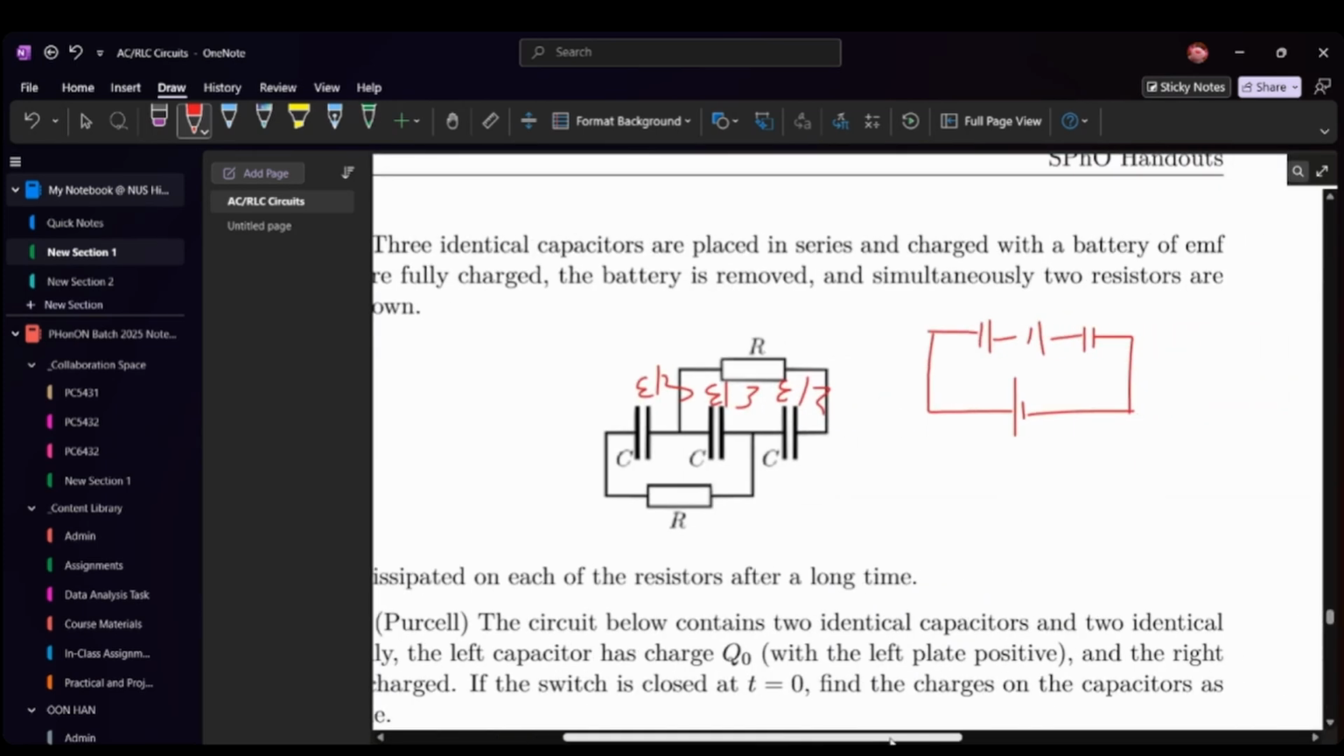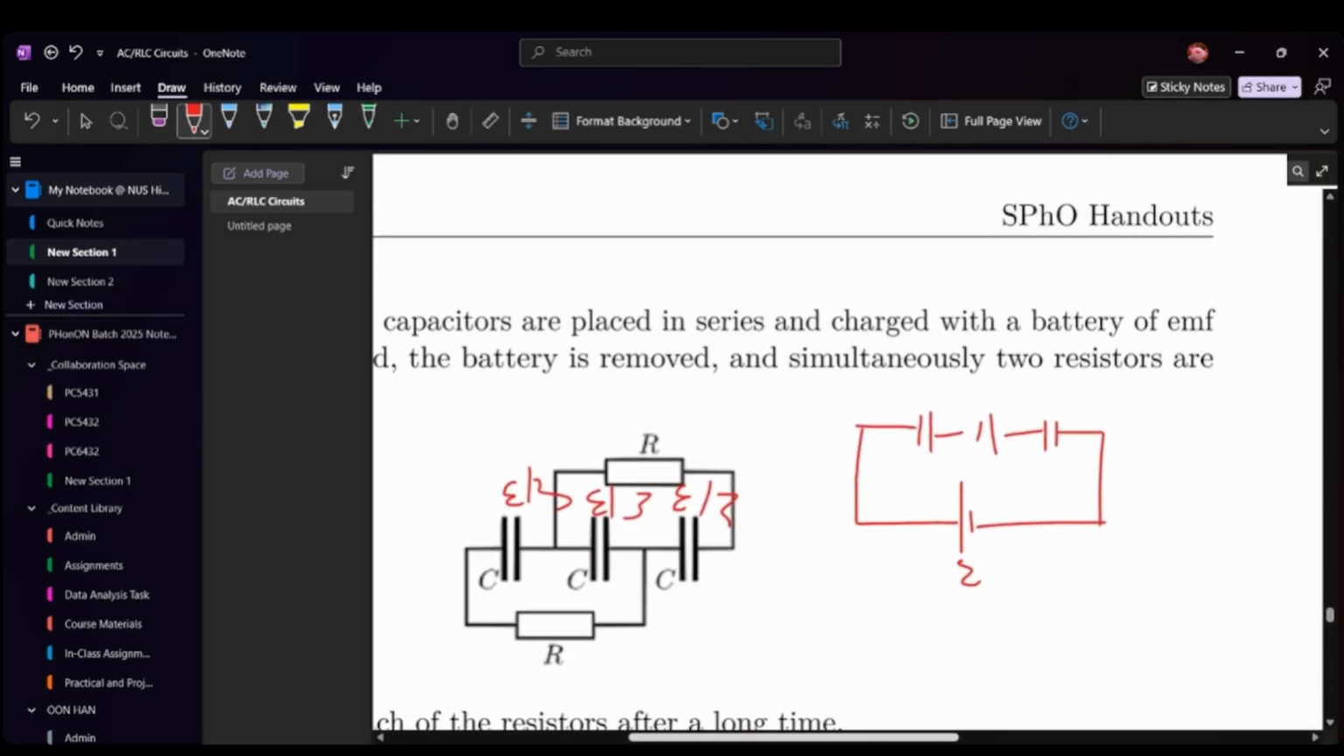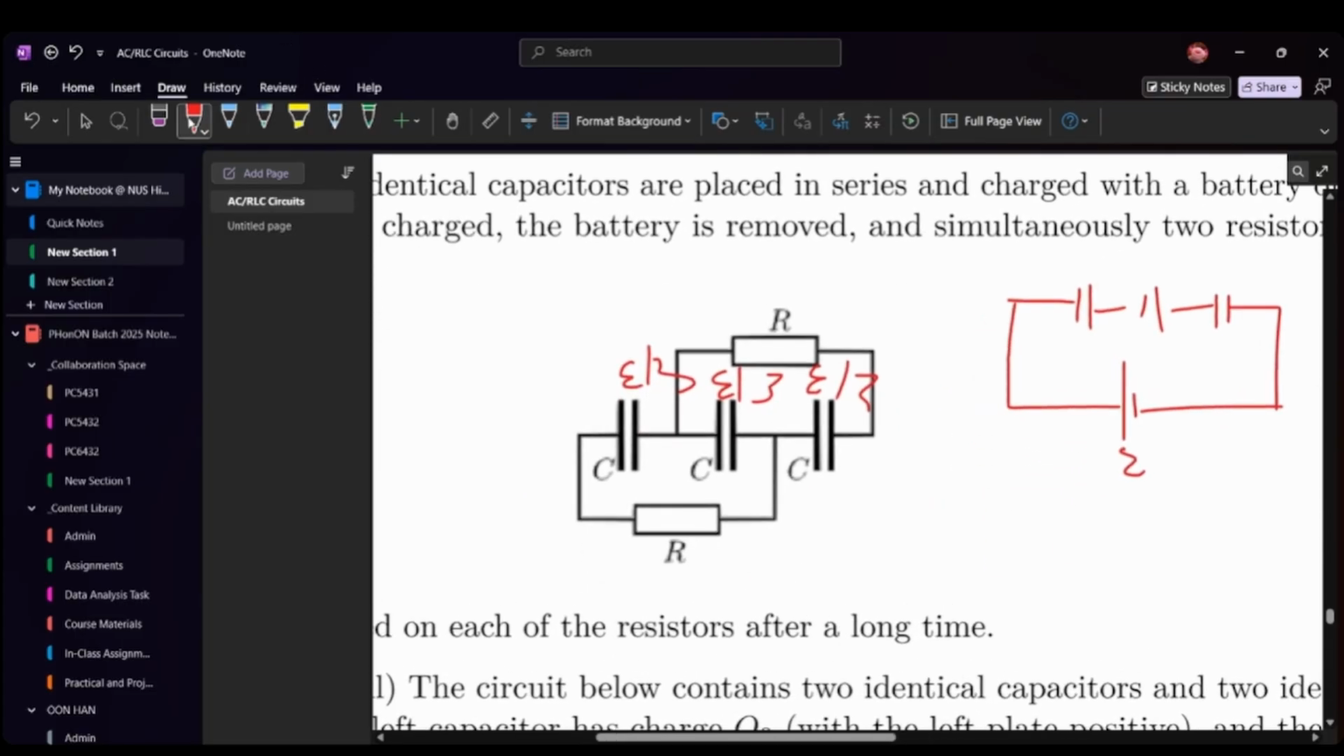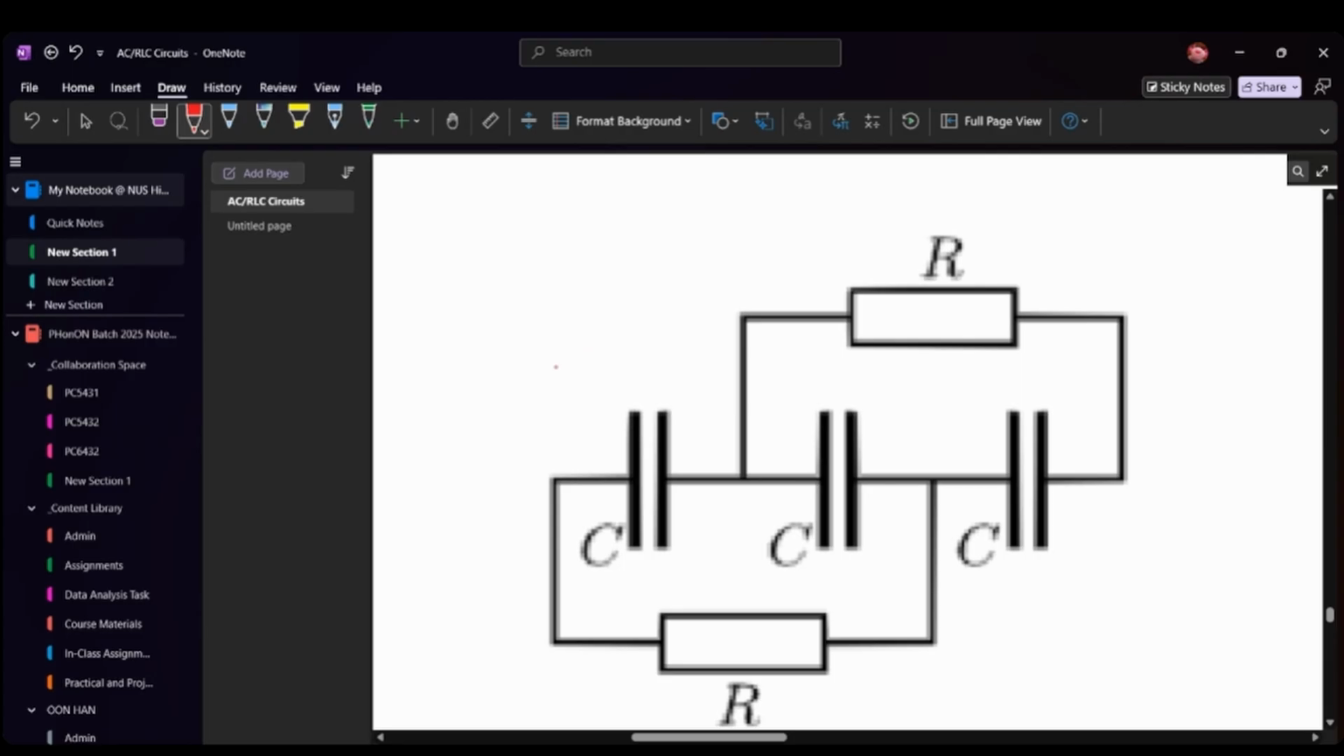Initially it was like this, epsilon. So actually the initial potential differences are like this. So what we're going to do is we label the charges on each of the plates. So the charges are going to look something like this.